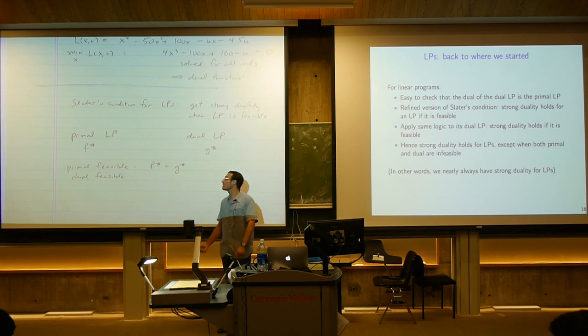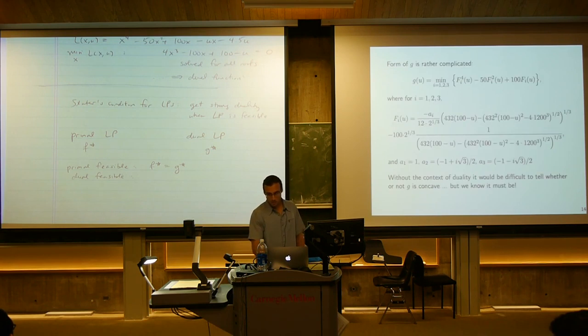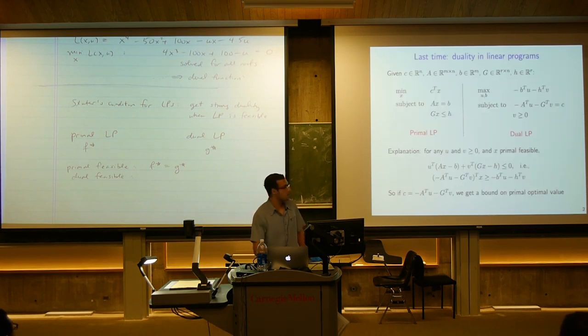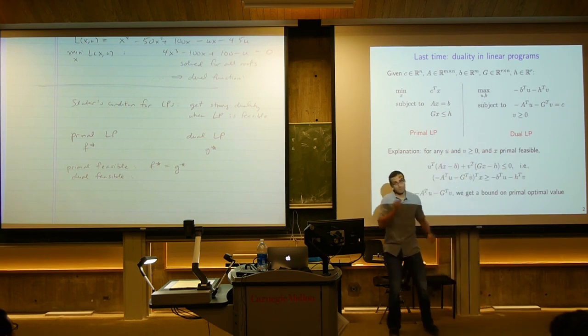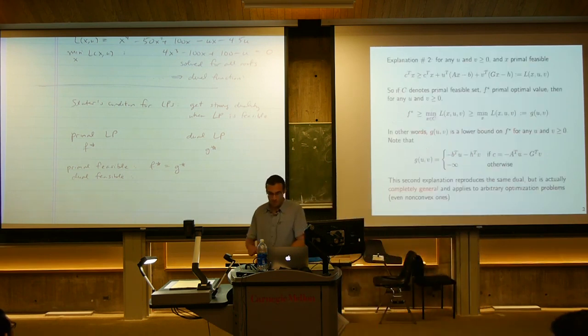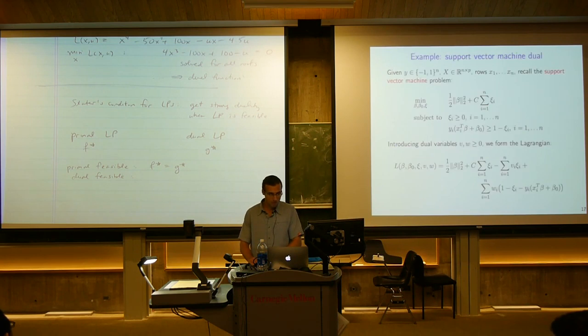It seems like it has to be true. You can actually check that. Take this example at the very start of the lecture. Derive the dual of this guy. We'll see you actually get this back. Okay, so the dual of the dual is the primal for linear programs.